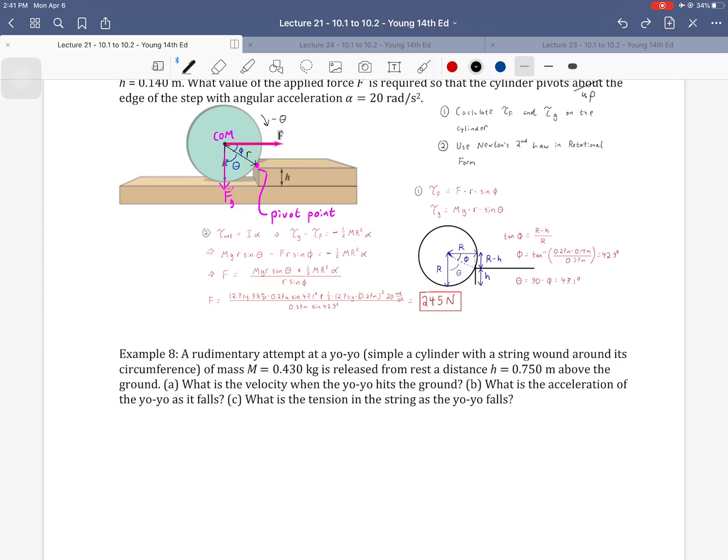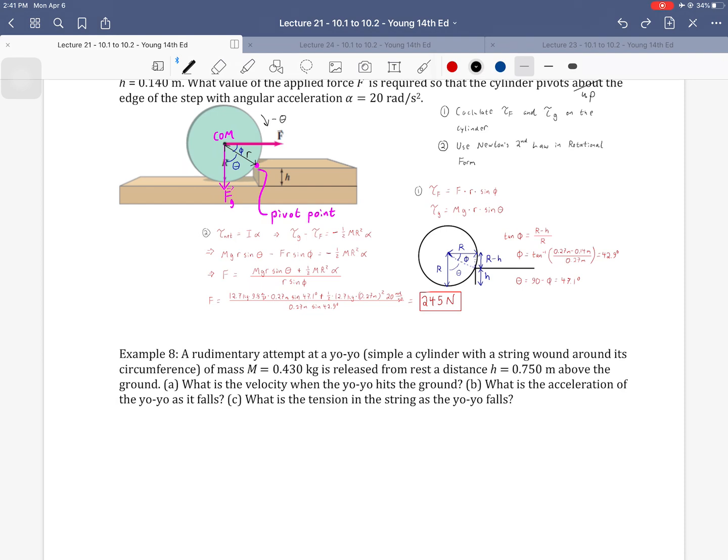Do note that in this case, the sum of forces and sum of torques are both for the same object, the rudimentary yo-yo, because that is the only object in the system. It's a single object system as opposed to the previous two examples. As such, it's going to be both translating and rotating. That's foreshadowing things to come, because the very next lecture, lecture 22, is all about objects that are translating and rotating, which are rolling objects. Technically, a yo-yo is a rolling object.